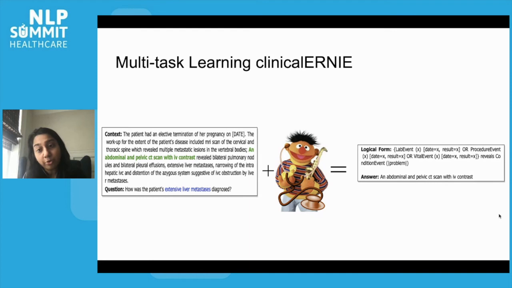It also provides a rationale or justification for why this is an accurate answer for this question, because here the logical form is capturing events and attributes that have been annotated by a physician who says these need to be satisfied in order for this question to be considered as answered. So it helps the model as well as provides a rationale or justification for the answer.